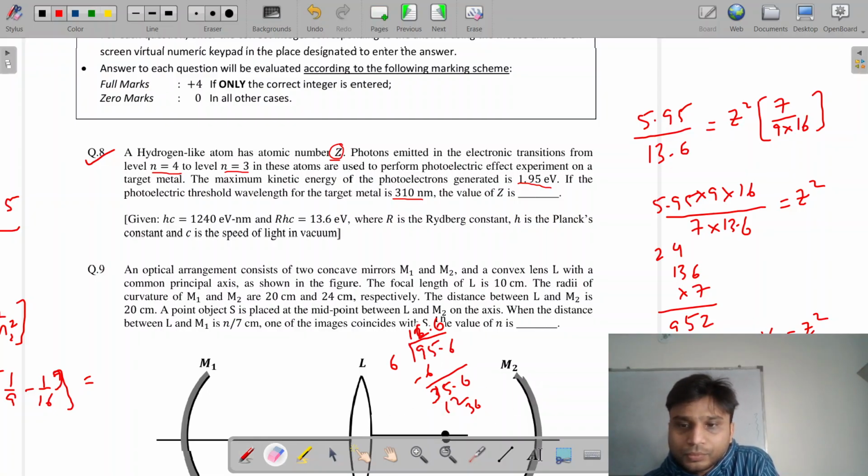So this is 16 into 9 into 16 is equal to Z square. If you calculate this, you will get exactly 16. So Z square is equal to 9, or Z is equal to 3.